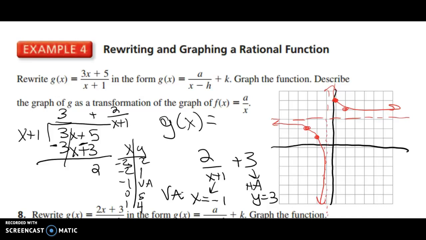They want us to describe the transformation. We definitely shifted left 1. We went up 3. And it's a little bit further away from the center. So you could call that a vertical stretch. Please have any questions ready.